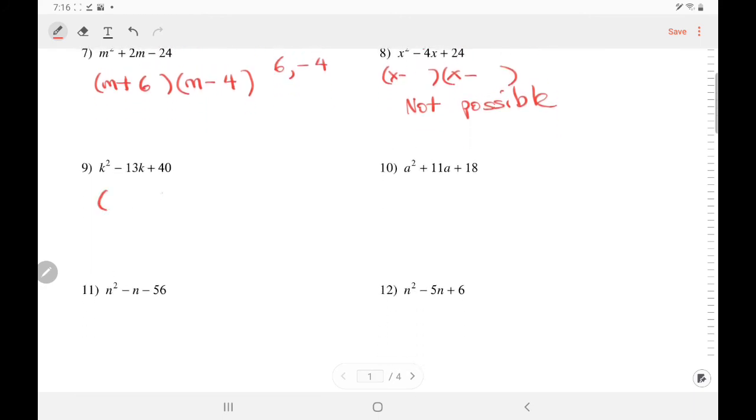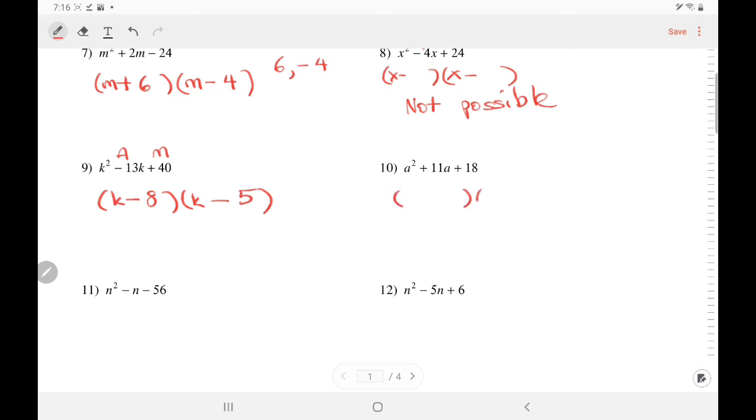Let's try number 9. K times k is k squared. I need to add to be negative 13, but multiply to be positive 40. My two choices for signs to get a positive 40 is double positive or double negative. It has to be double negative to add up to a negative number. Two numbers that multiply to be 40 but add up to 13 would be 8 and 5.